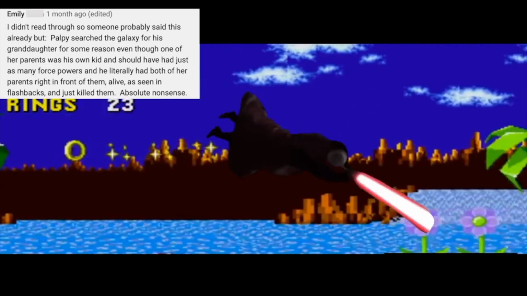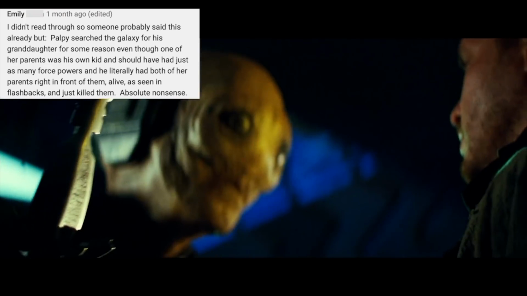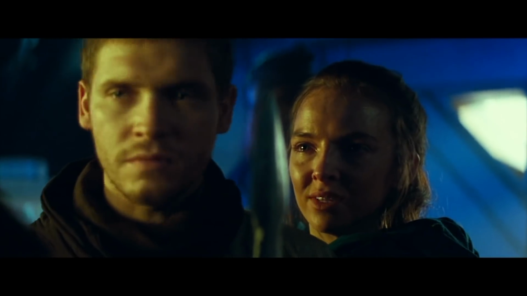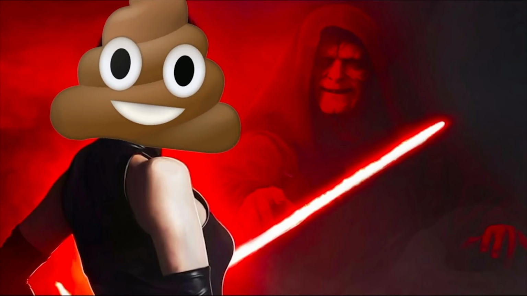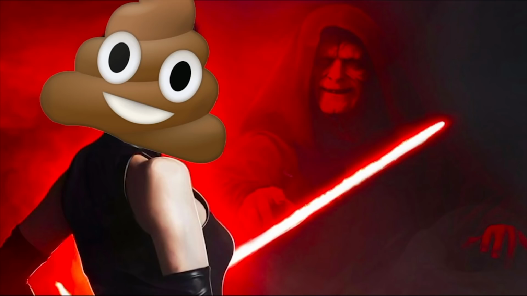Whatever. Emily R. asks why Palpatine searched the galaxy for his granddaughter, but then had her parents killed. Well, they say this in the movie. Her parents refused to say where Rey was, and that's why Ochi killed them. Okay, all right. I need a break. Sorry, I don't feel like I'm taking this seriously. It's just I really hate all of this Rey as a Palpatine crap. She really should have stayed nobody.